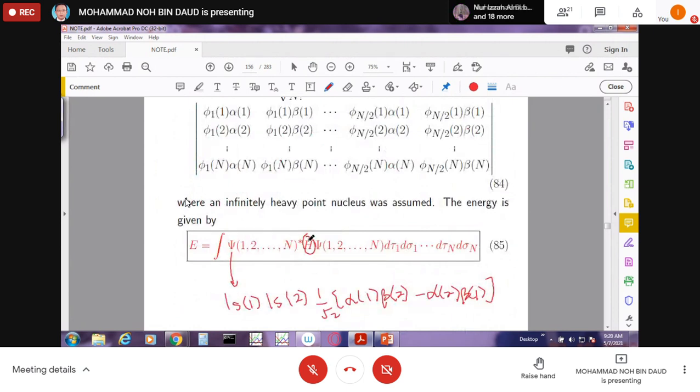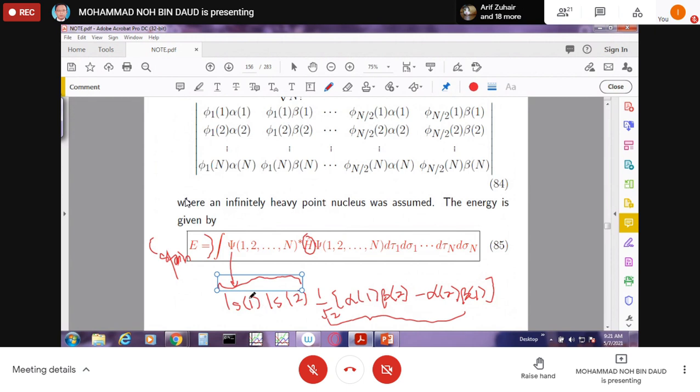So the Hamiltonian here only affects the spatial orbitals. This operator operates on this spatial orbital function only, not on this function. So you can actually take the spin part out of these integrals. So this spin doesn't affect the total energy. This is the spin part, and here is only the spatial part.